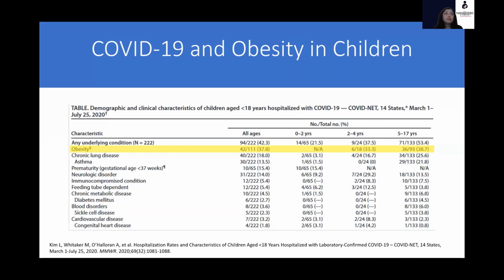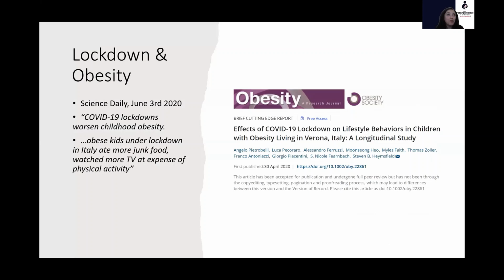So there is also the other side of the coin, which is that with the strict measures that we've all had to comply with over the past year, the rate of obesity has increased, but it has been specifically more difficult on the children who were already struggling with that. And there are many reports on the topic in the literature.